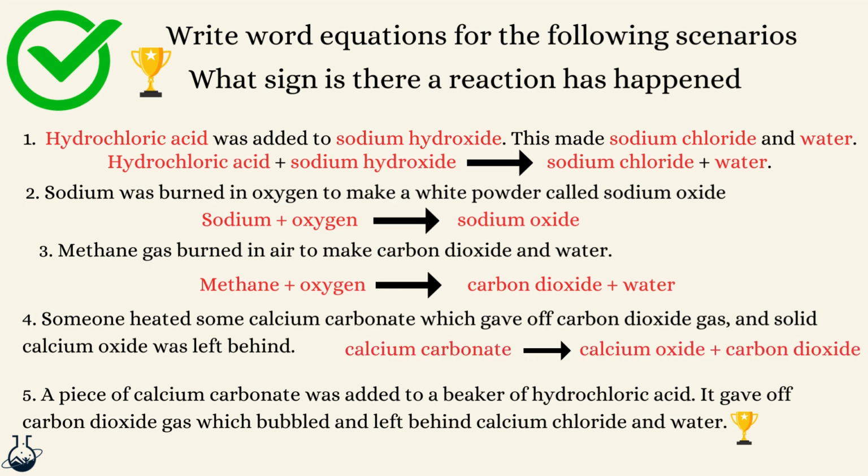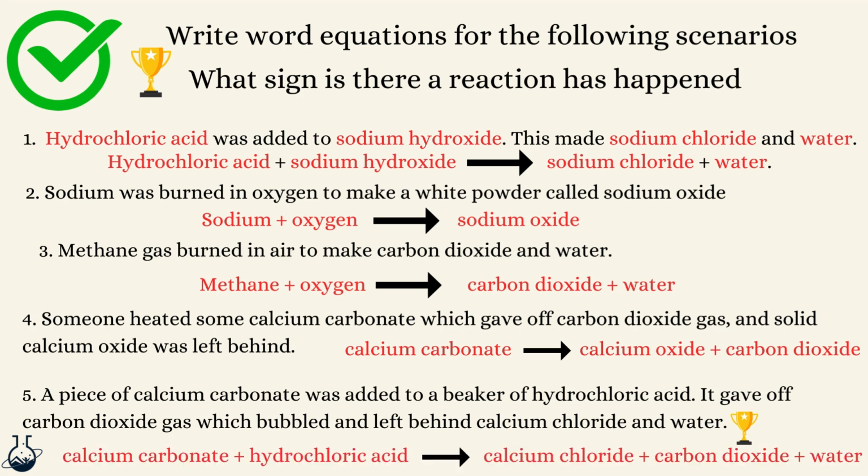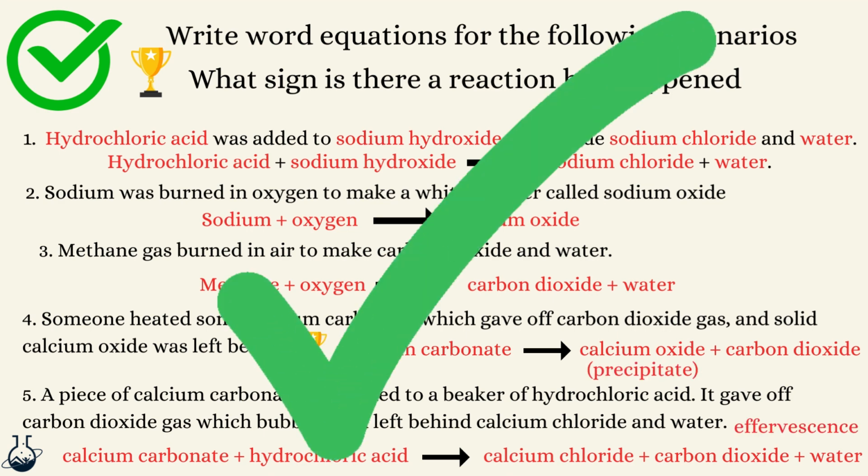Question 4 was a little more challenging because in this case, calcium carbonate didn't react with anything. It was heated, which broke it down into multiple products, which were calcium oxide and carbon dioxide. So this example shows that sometimes we might only have one reactant. Final answer looks like this. Now in this challenge, we were told the reaction bubbled. This is a sign of effervescence. Well done for having a go, guys.